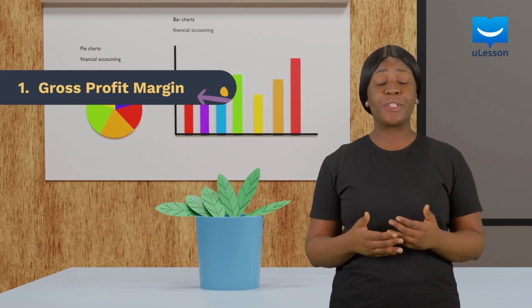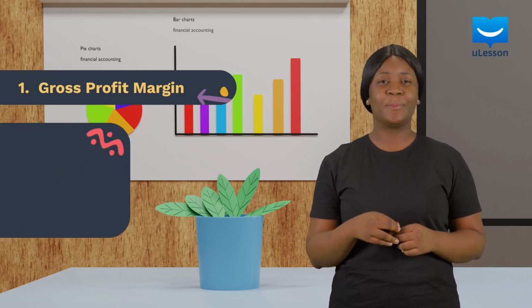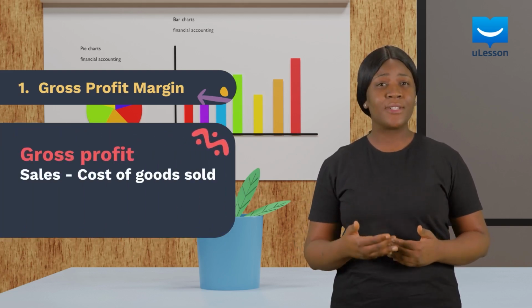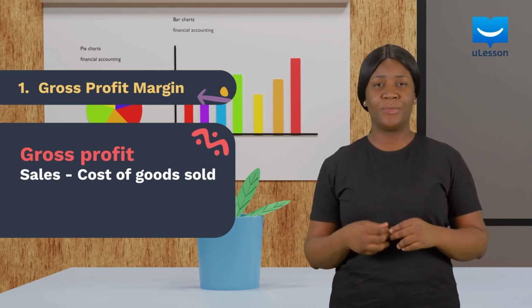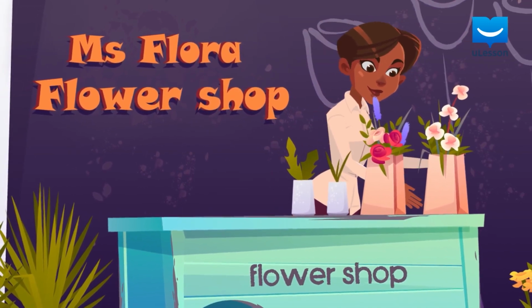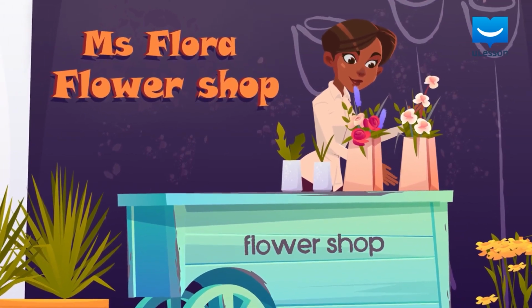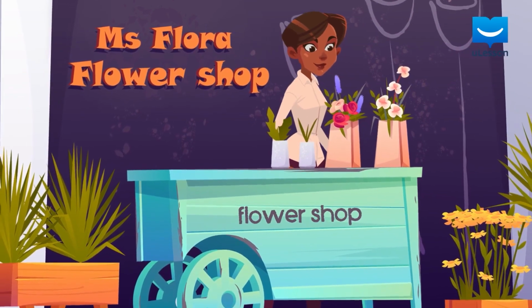To know the gross profit margin, we need to understand what gross profit is. Gross profit is the profit gotten after the cost of goods sold have been deducted from the sales or revenue. To understand this even better, let us see Miss Flora's flower shop. She cultivates and sells flowers. At the end of the month, she sells about 20 flowers, which earns her a sum of 100,000 naira.